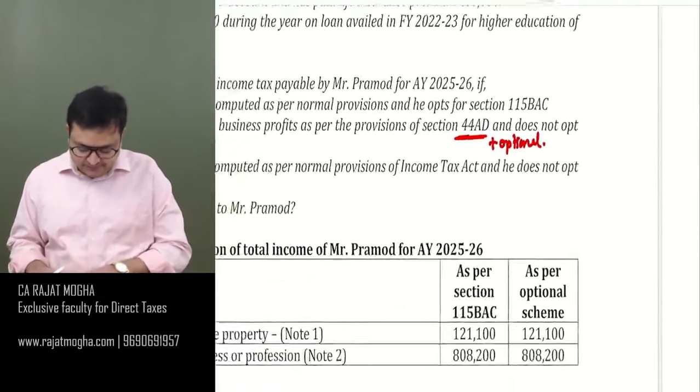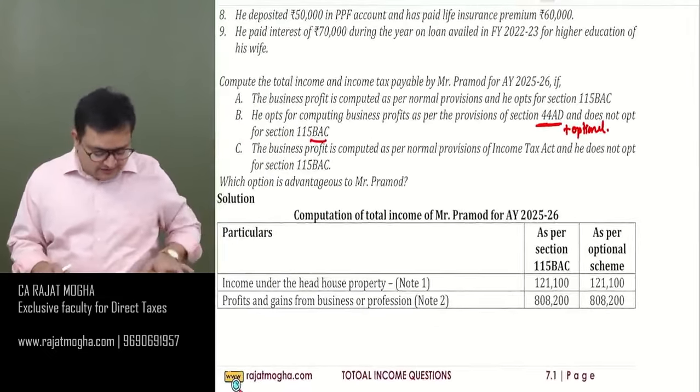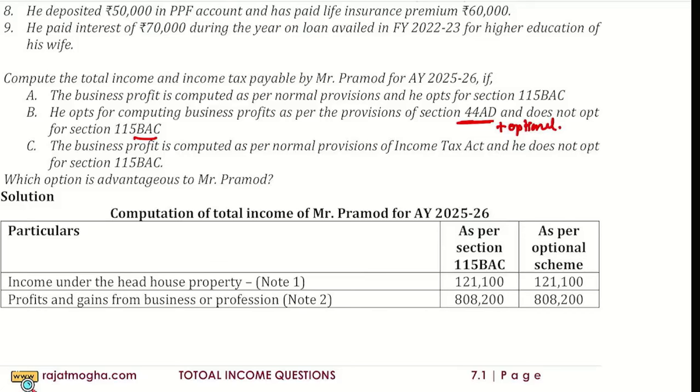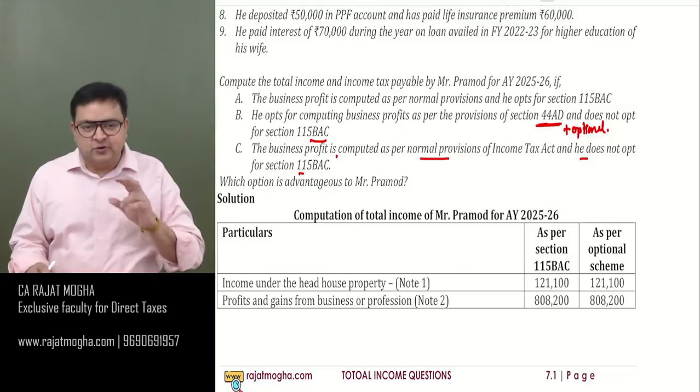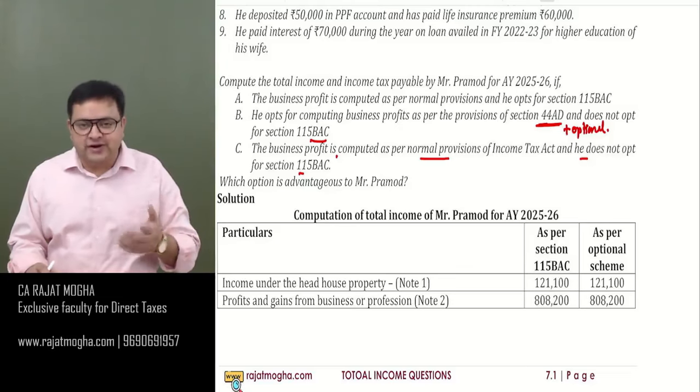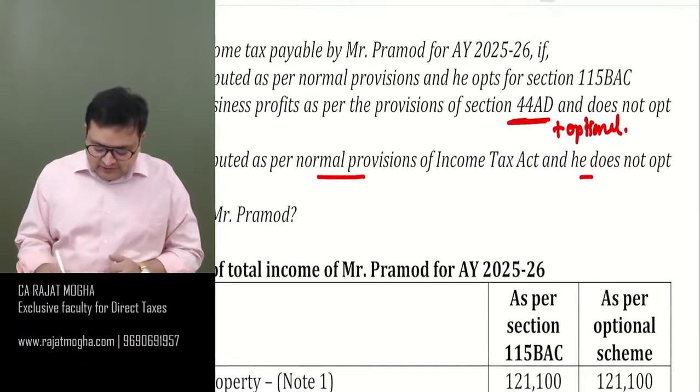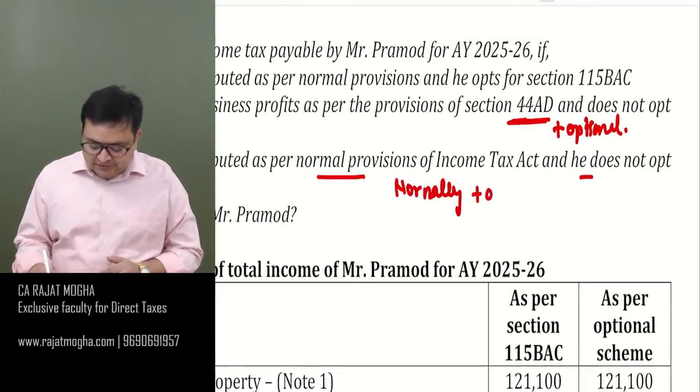Okay. And the third one, it says, the business profit is computed as per the normal provisions and he does not opt for 115BAC. Okay. So here they are asking, don't calculate it through 44AD, calculate it through normal provisions, calculate normally plus optional regime.